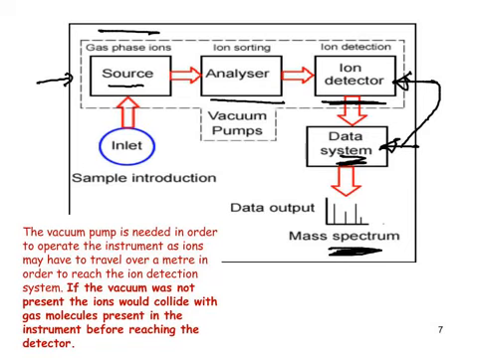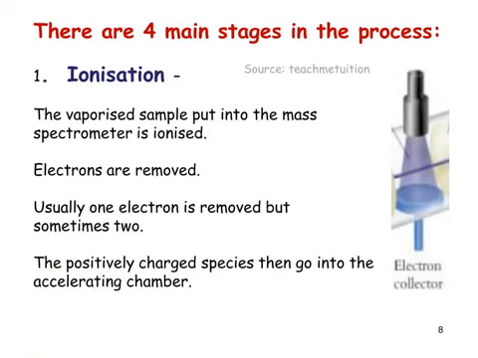You notice that this dashed area here shows that this all has to be in a vacuum, and here's the explanation why. The vacuum pump is needed in order to operate the instrument, as ions may have to travel over a meter in order to reach the ion detection system. And notably, if the vacuum was not present, the ions would collide with gas molecules present in the instrument before reaching the detector, and that would obviously have an influence on them.